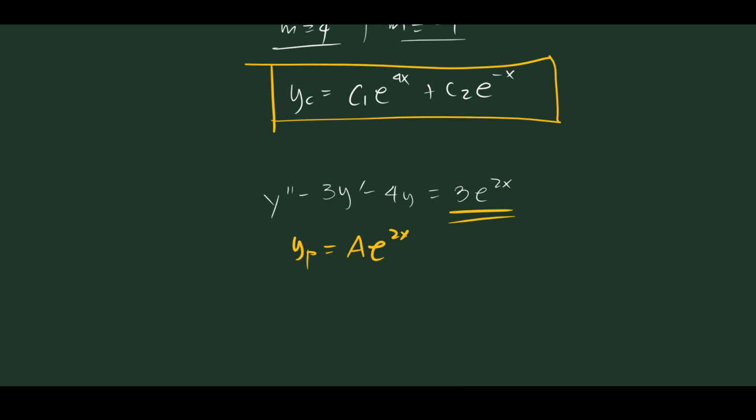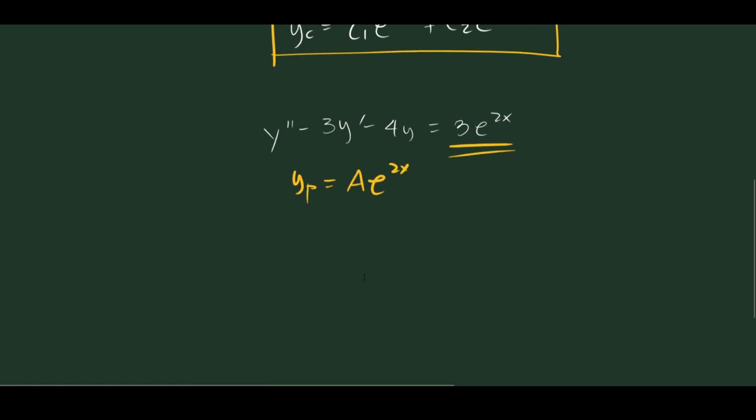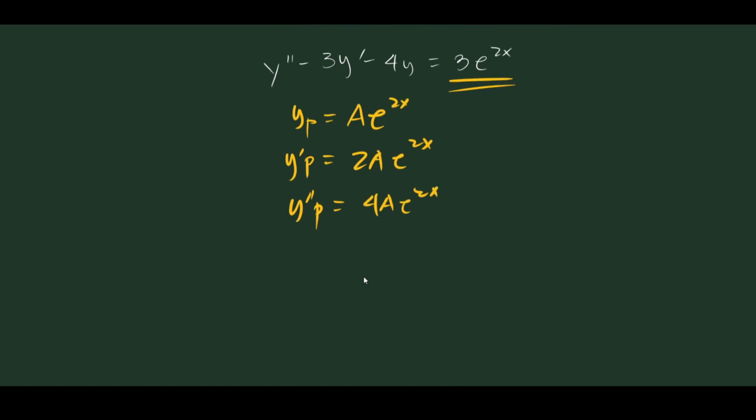Okay, so now that we have our informed guess for yp, we can then get our first derivative and second derivative, so we can substitute it to our original equation. So you get y prime of p is equal to 2a e raised to 2x. Y double prime of p is equal to 4a e raised to 2x, right? So we can then substitute.